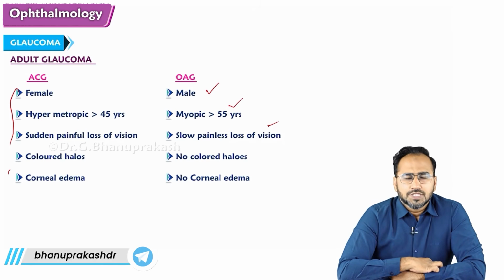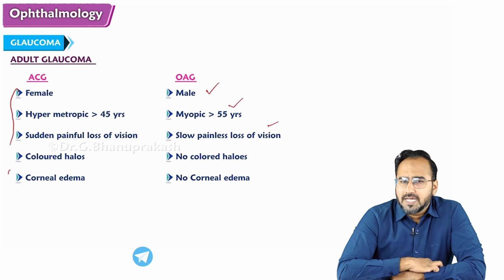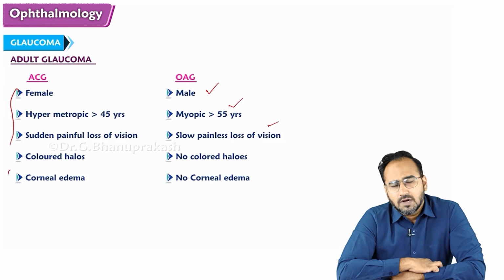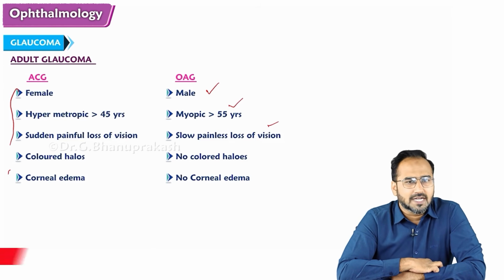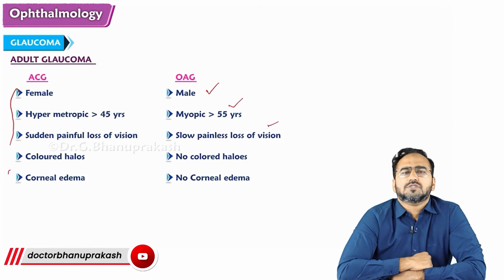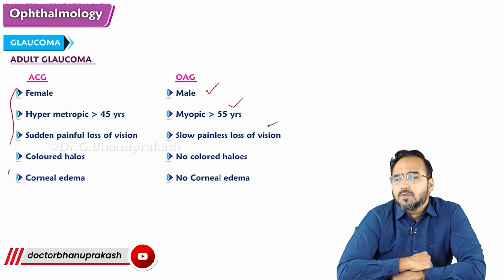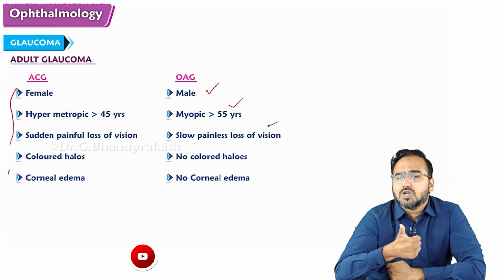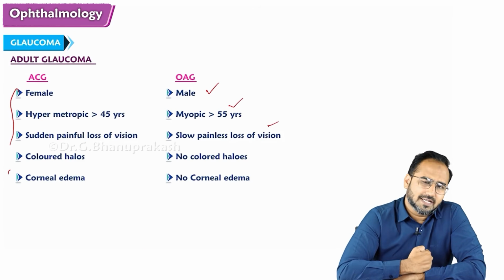Okay. So there are some provocative tests that can detect glaucoma. Whether this test can be done for open angle as well as angle closure glaucoma. The provocative tests that can be done for detecting glaucoma are what, guys? First test is called the water drinking test.